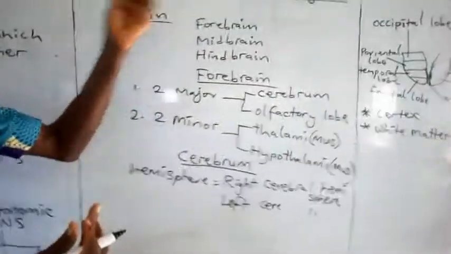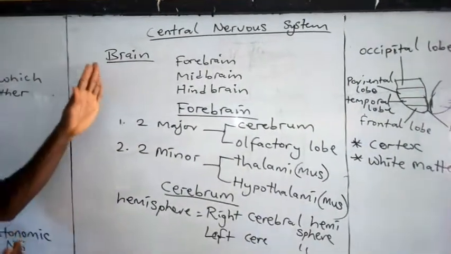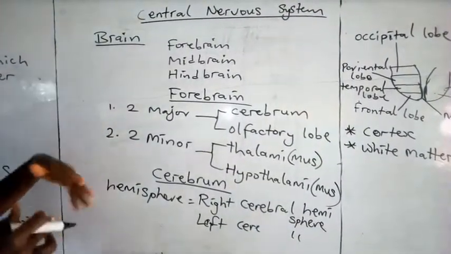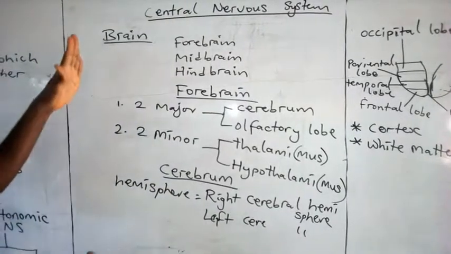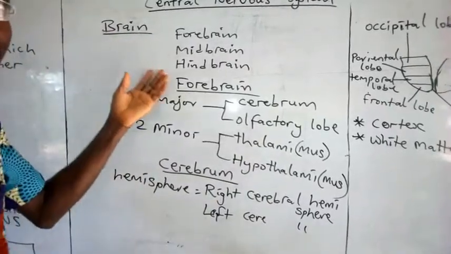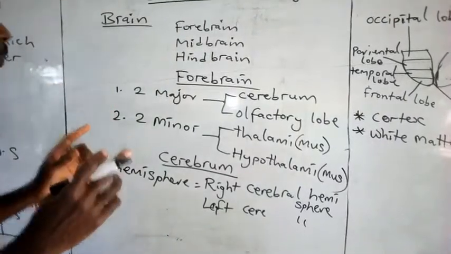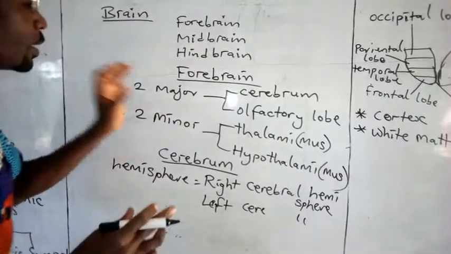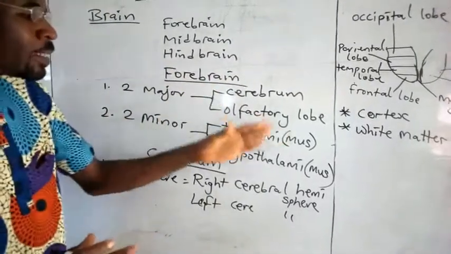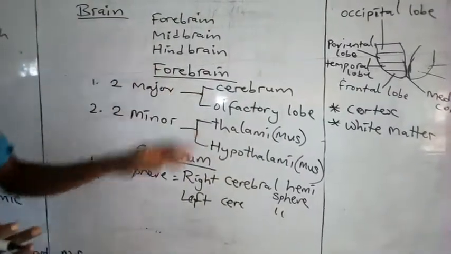We now consider the central nervous system as a subtopic, taking the brain as a case study. I said the brain is the most specialized organ in the body. It is embedded inside the cranium of the skull. The brain is divided into 3 parts, where we have the forebrain, the midbrain, and the hindbrain. So we are now looking at the forebrain. The forebrain is made up of 2 major parts and 2 minor parts. The 2 major parts are the cerebrum and the olfactory lobe, while the minor parts are the thalami and the hypothalami.